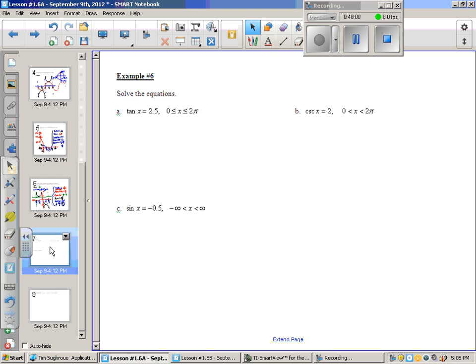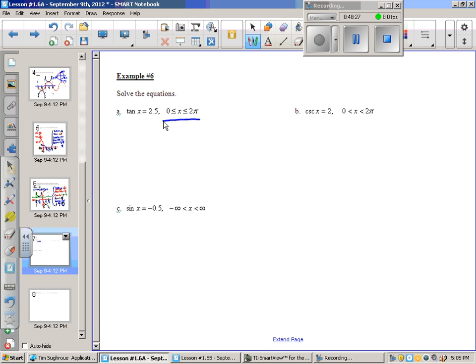All right, last bit here. Solve these equations. Understand, these are now different than the first ones that we looked at because they're not using the notation tangent to the negative first power of 2.5. In this particular case, they are giving you a domain of acceptable answers. They're saying we want every answer between 0 and 2 pi.